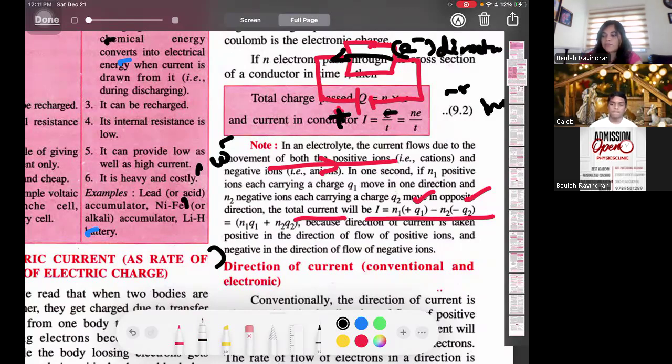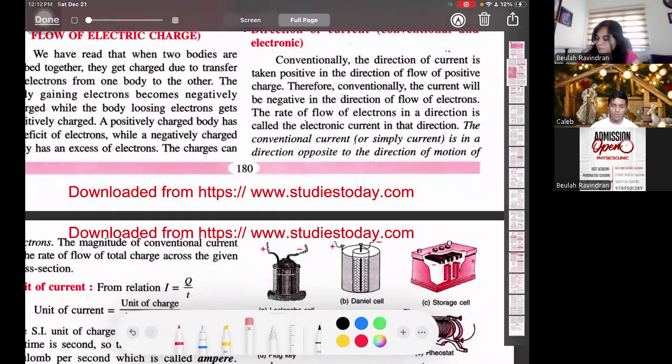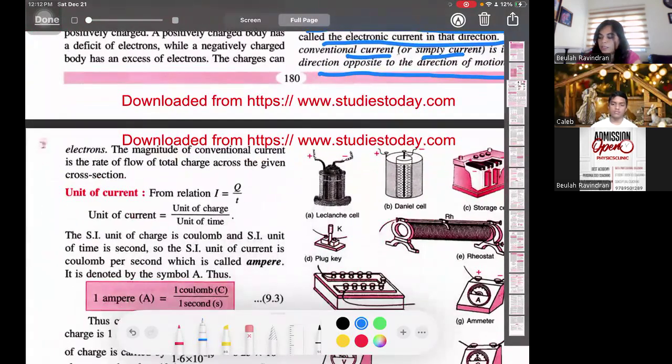Now, the conventional direction of current is the opposite way. The conventional current direction is positive to negative, always opposite to the direction of the electron. That is discussed in this point. The rate of flow of electrons in a direction is called the electronic current in that direction. So conventional current, or simply current, is in a direction opposite to the direction of motion of electrons. Can you understand?